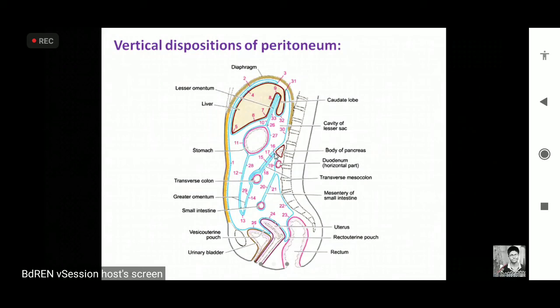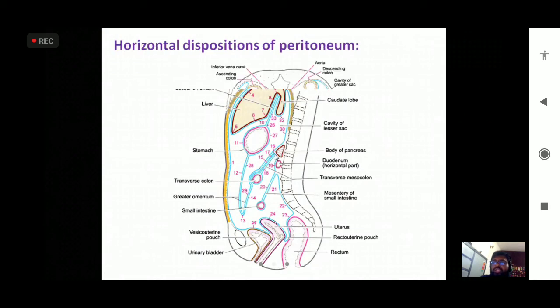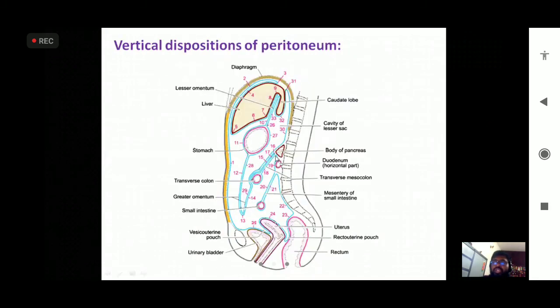Then it rotates around, takes a sharp turn and becomes the anterior layer of the transverse mesocolon. It is becoming the anterior layer of the transverse mesocolon, and now it turns around the colon to become the posterior layer of the transverse mesocolon, and again goes to the anterior border of the pancreas. So it is touching the anterior border of the pancreas 2 times.